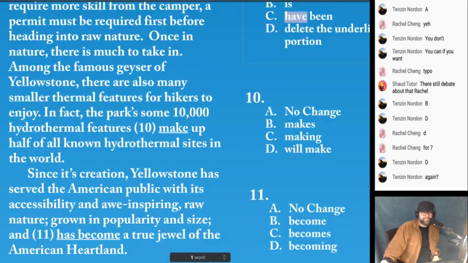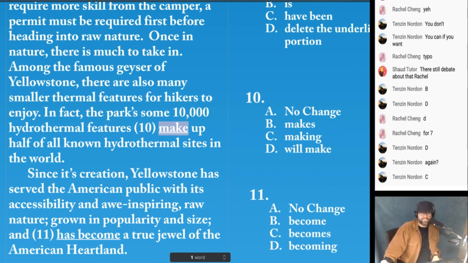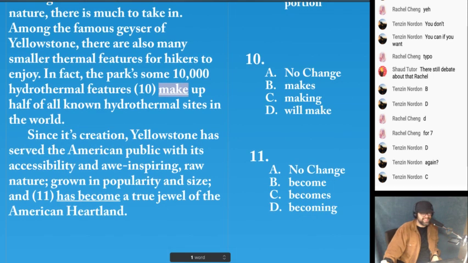Number 10, in fact, the park's some 10,000 hydrothermal features make, right? The features make, so that's actually good to go. A, no change, because the features can make, right? And then the last one, this is an issue of parallelism again, because we actually have a list of a list. Look at those semicolons go. Whenever you have list items that themselves have commas in them, you have to use semicolons for your list.